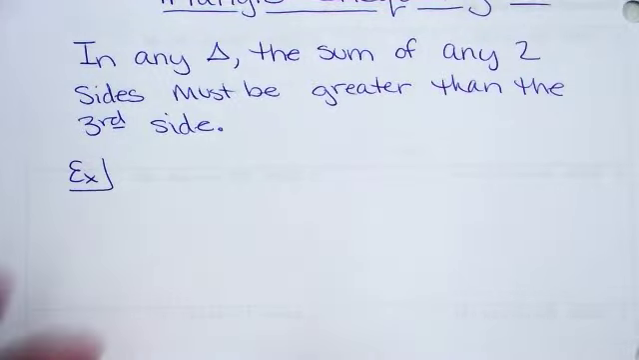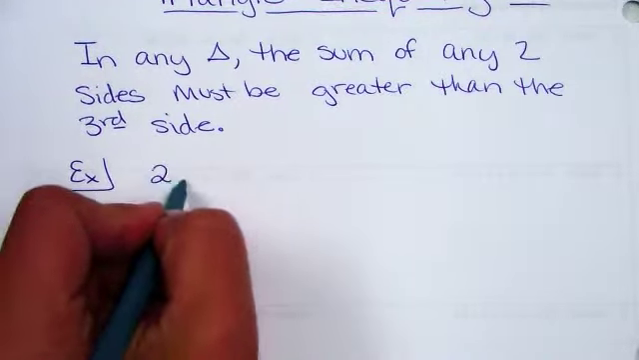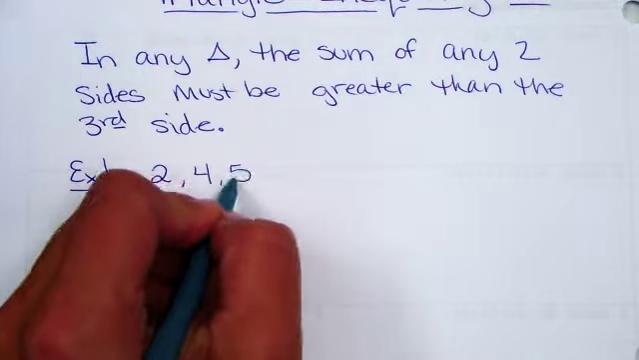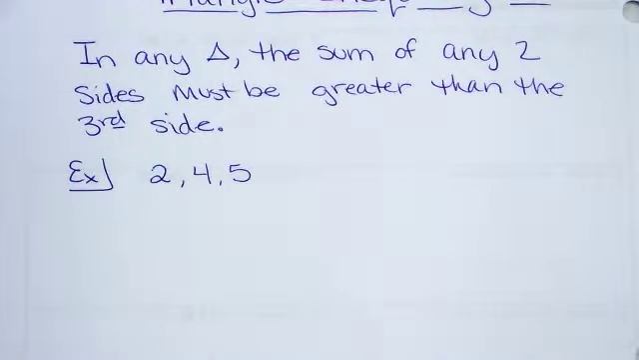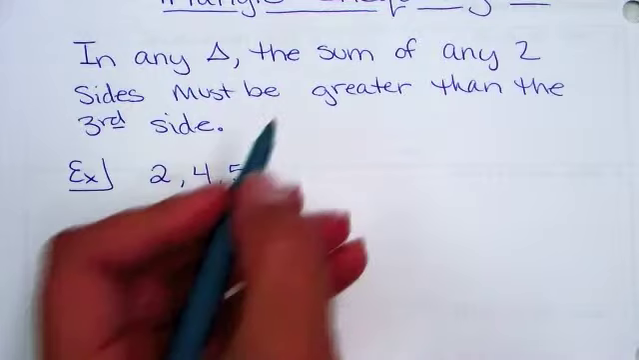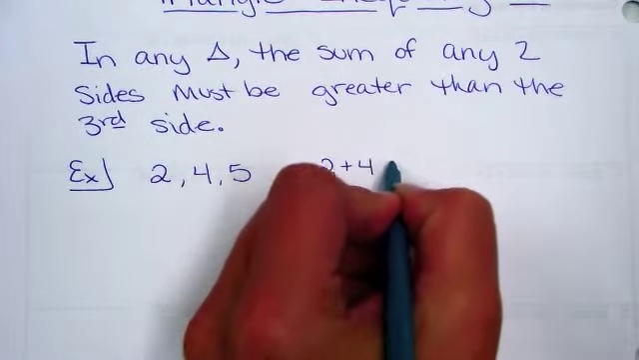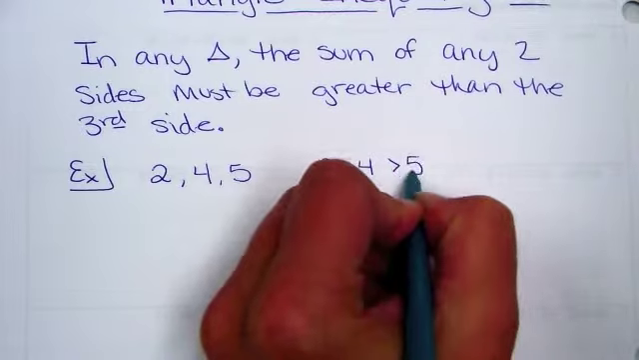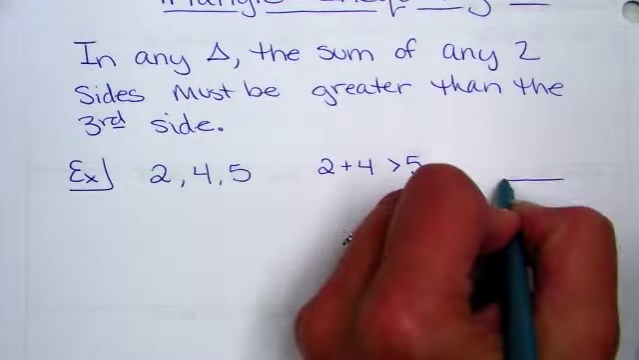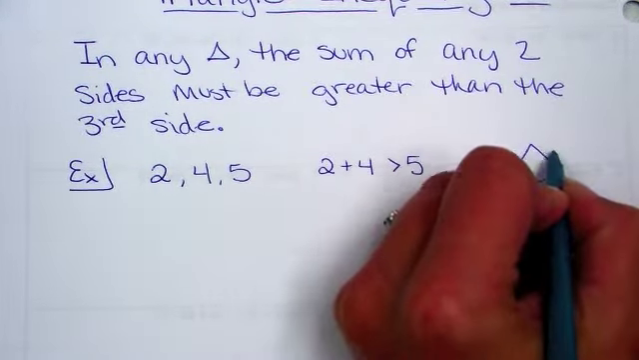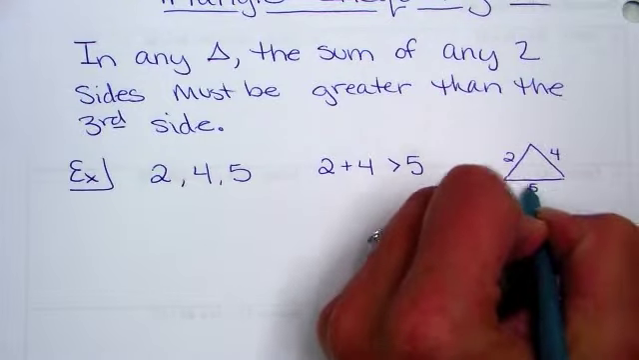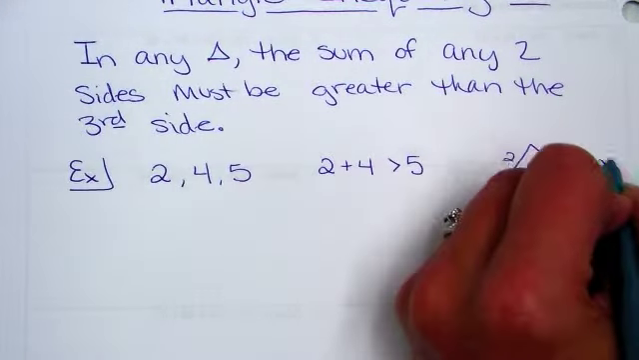So if we look at the example of 2, 4, 5, could these be the sides of a triangle? Well, if I take 2 plus 4, that is greater than 5. So you could draw a triangle with the sides 2, 4, and 5.